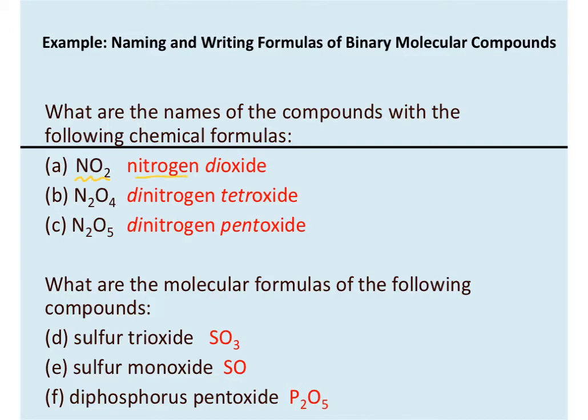Nitrogen, so remember, don't put mononitrogen. Dioxide, and then dinitrogen. Now this is probably the most commonly missed prefix for 4 of an atom: tetroxide, and dinitrogen, because there's 2, and then pent stands for 5, pentoxide. So you need to be able to go in the other direction too.